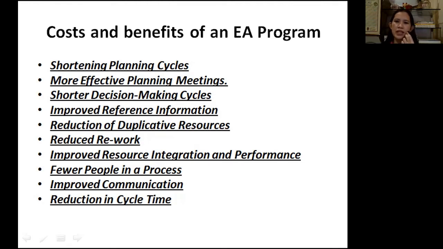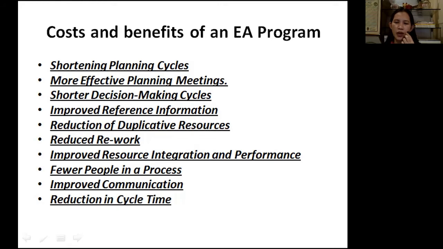Improved resource integration and performance. EA promotes integration through the planning and utilization of resources on an enterprise-wide basis. EA also helps to compare current and future requirements for business and technology in order to identify performance gaps and solutions. This result is contrasted with stovepipe program-level inputs to provide incremental improvements within individual LOBs.